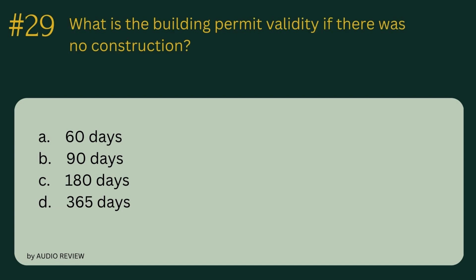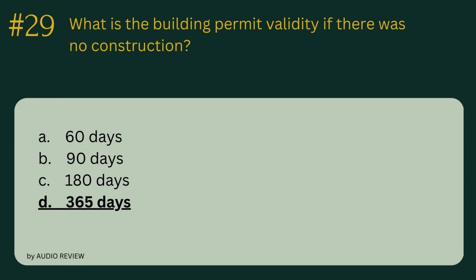Question 29. What is the building permit validity if there was no construction? A. 60 days. B. 90 days. C. 180 days. D. 365 days. The answer? It's D. 365 days.